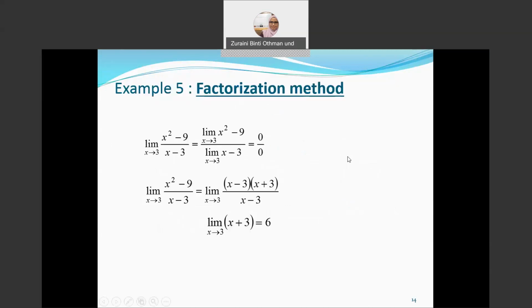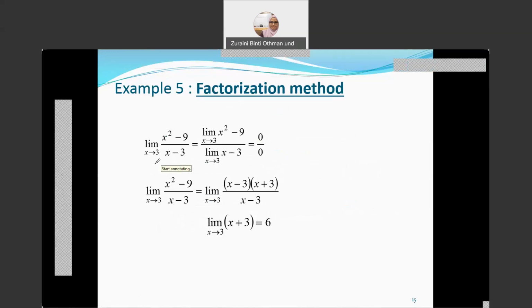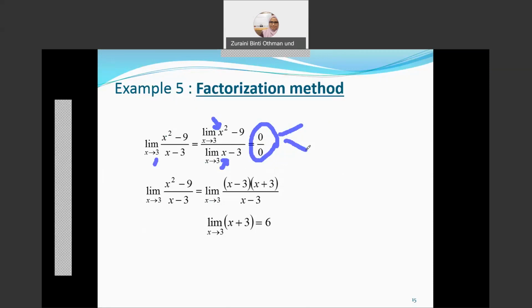Okay, so sekarang bila kita guna factorization method, first we have to consider direct substitution. So we have x is equal to 3 right here. So now we replace 3 dekat x kuasa 2 dengan x dekat bawah ni. So final answer we get 0/0. When we get this type of solution, we have two methods to solve, which is first guna factorization, and second is guna conjugate just now.